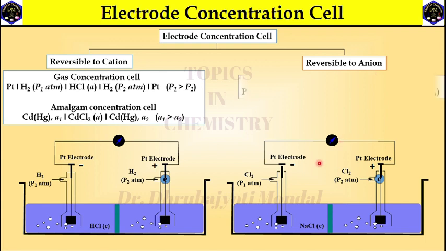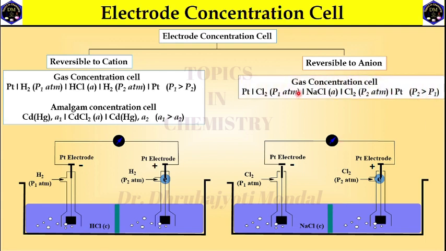Now, reversible to anion. For the example here, you can see the gas concentration cell reversible to anion. So here the gases are different. Here you are using chlorine gas. Platinum, a vertical line, chlorine gas at P1 atmosphere, a vertical line, chloride ion with activity A, a vertical line, Cl2 at P2 atmosphere, a vertical line, platinum.